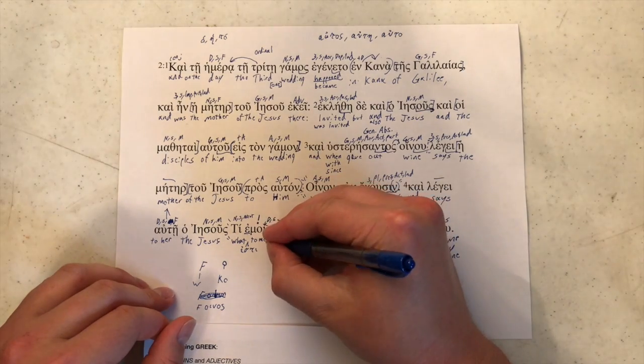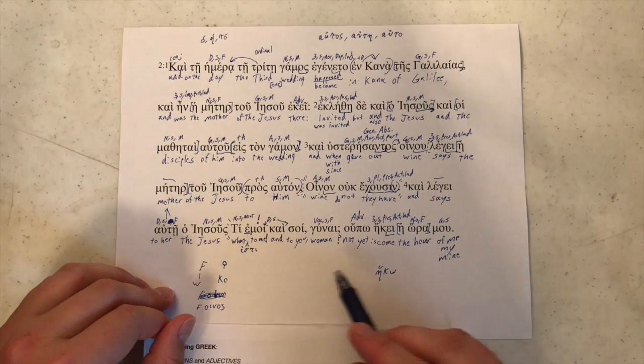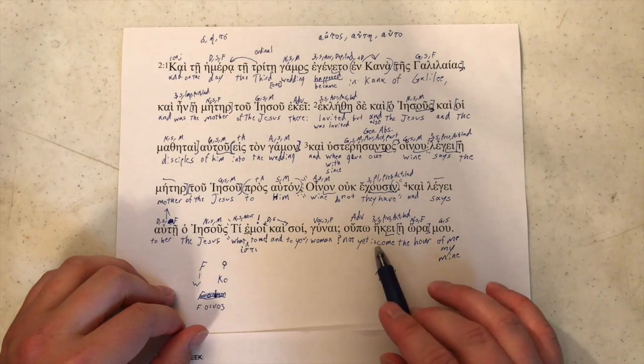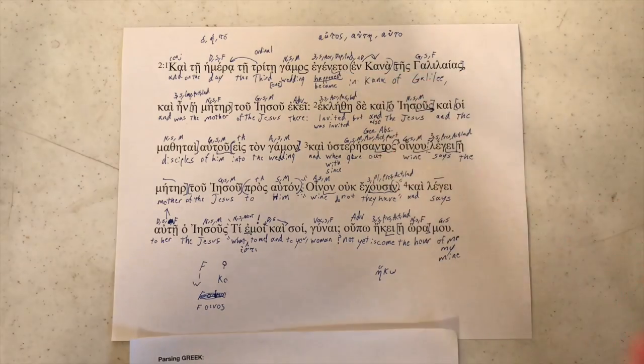And the Jesus says to her, what to me and to you? Put an exclamation mark right there to show the emphasis. Woman. My hour, the hour of me, is not yet come. And there we go. That's all of our text from this first block of our first paragraph of chapter 2. I hope taking a look at it has been helpful for you.